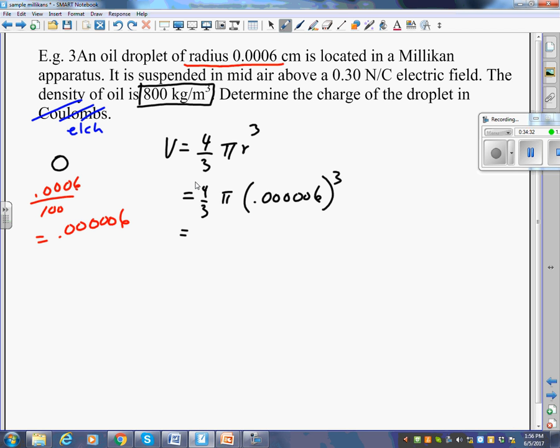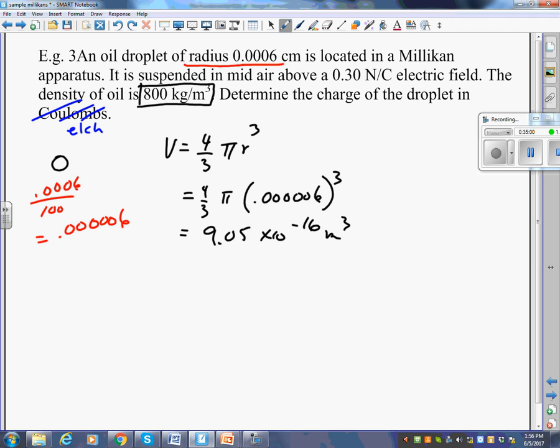Not times 3. 9.047. 9.05 times 10 to the minus 16 cubic meters. That's just the volume. It's okay, Sarah. You're going to get it. Well, that's just step 1.